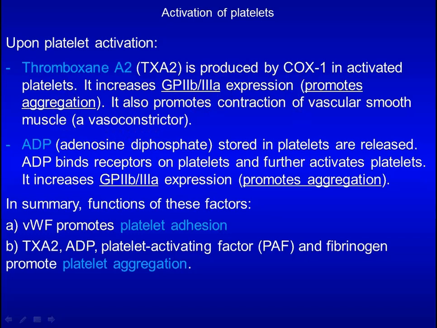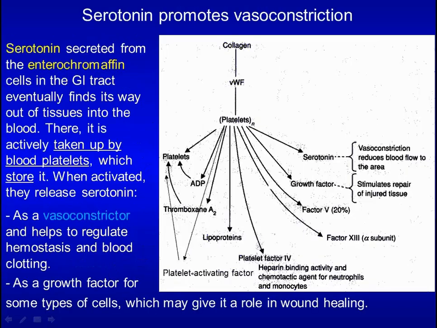In summary, von Willebrand factor promotes platelet adhesion. Thromboxane A2, ADP, platelet activating factor, and fibrinogen promote platelet aggregation. Serotonin produced by enterochromaffin cells in the GI tract is stored in platelets. When platelets are activated, they release serotonin. Serotonin promotes vasoconstriction.